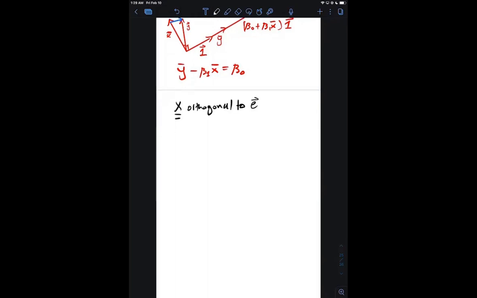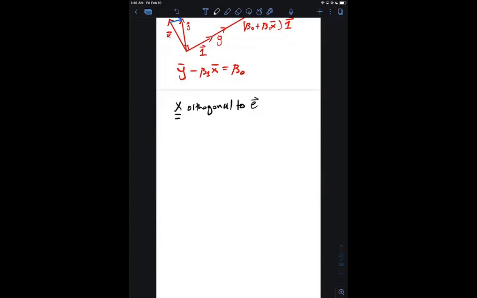So let's assume we had multiple predictors. Let's say we've got two x's. How could we write that conveniently, in the shortest way possible, so that it's obvious that the residual vector should be orthogonal to both of them?